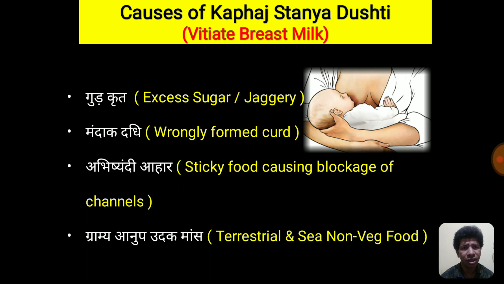Third thing, abhishandi ahar. See, abhishandi ahar is nothing but your fast food. This fast food which you are taking is again a type of carbohydrate, and again has excessive salt and excessive sugar, meaning indirectly they all are etiological factors which can increase the cough in a body. In the same way, gramya anup udak mamsa means indirectly, if I have to say in simple words, non-veg food.